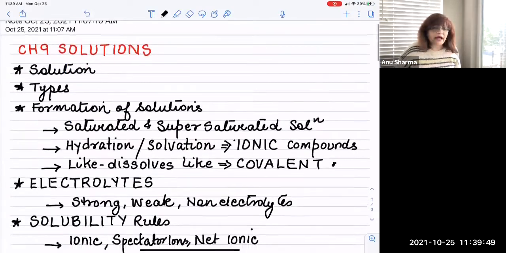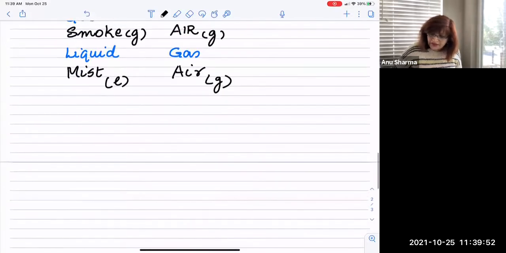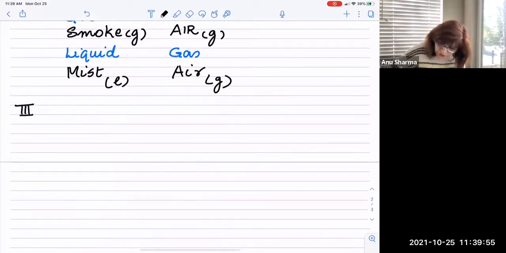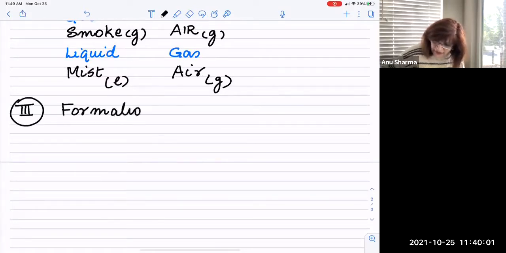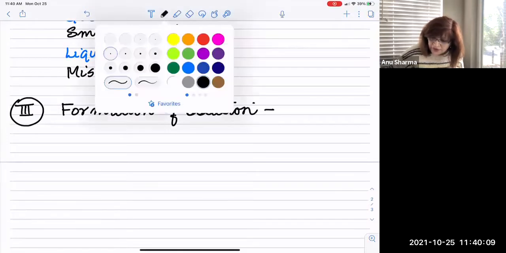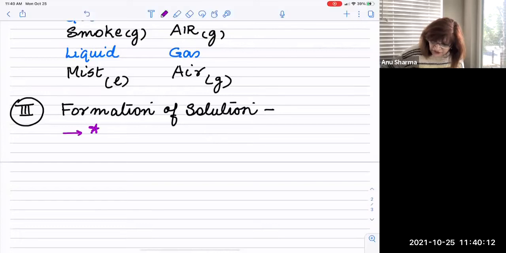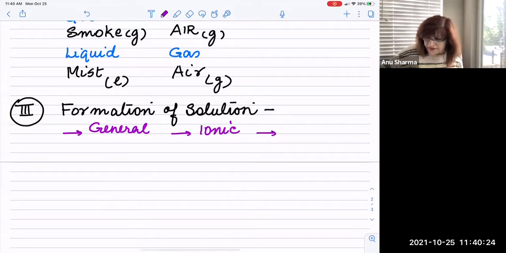Next, we are going to look at the formation of solutions, the third part. How are solutions formed? First, we are going to look at a very general concept of how they work, and then we're going to look at the ionic, and then the covalent. So let's look first at the general formation of solutions.